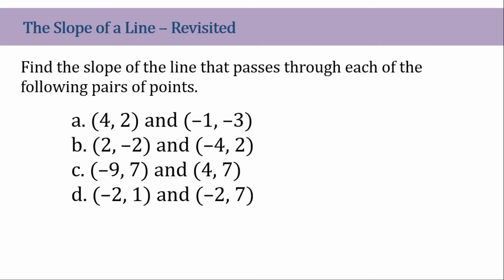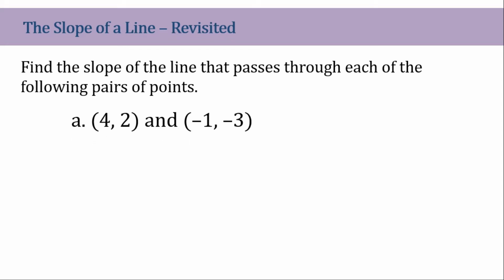Now, find the slope of the line that passes through each of the following points. Remember, we're just going to revisit the slope here. So we'll be practicing the use of the slope formula. We will not be using the line equation and relating it to slope. We'll just use the slope formula, which is m is equal to the change in y all over the change in x.